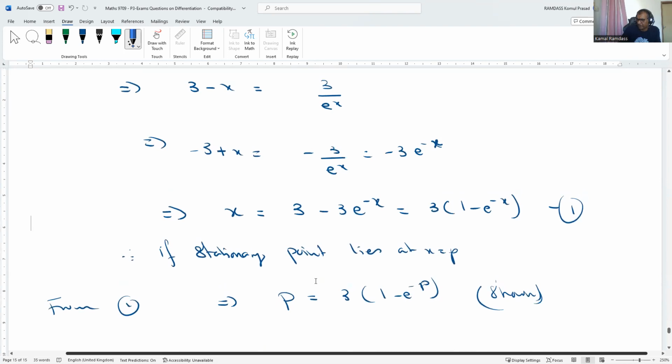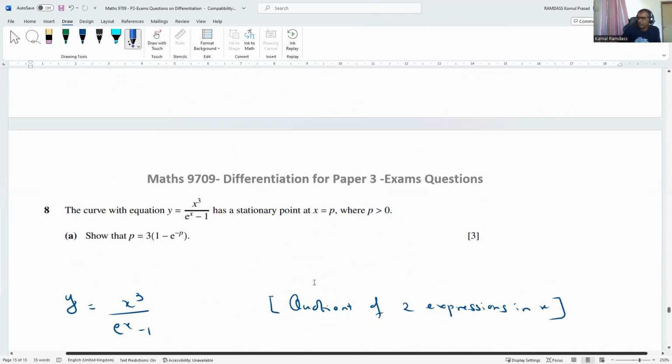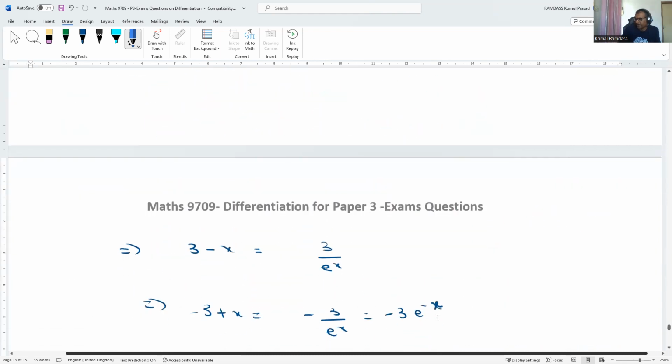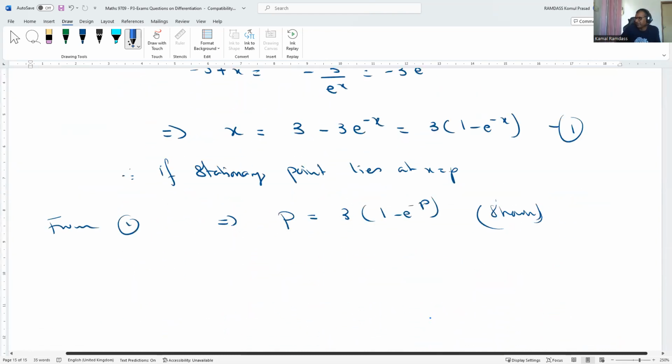Bon, pourquoi je fais ça? Parce que pour dire, comment dire, x is equal to 3, 1 minus e to the power of minus x, j'ai besoin de simplifier mon expression dans cette forme-là. x is equal to 3, 1 minus e to the power of minus x. Ça dirige directement vers la solution. OK? OK, ça veut dire x est égal à 3 en bracket, 1 moins e à la puissance de moins x. If the stationary point lies at x is equal to p, je remplace x par p. Et finally, je gagne cette équation.